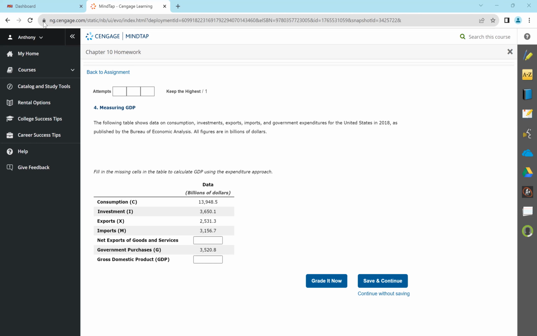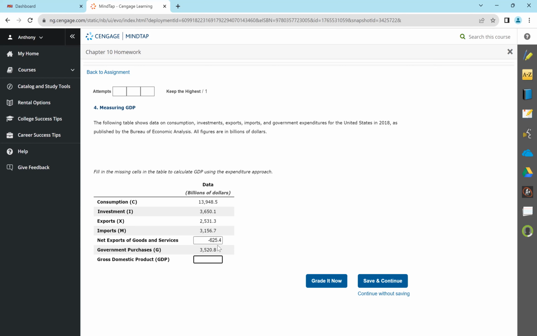So we got, and it could be negative, which is the case here, which just means you're importing more than you're exporting. That's true of the United States to this day. So we have minus 625.4 is what I have.